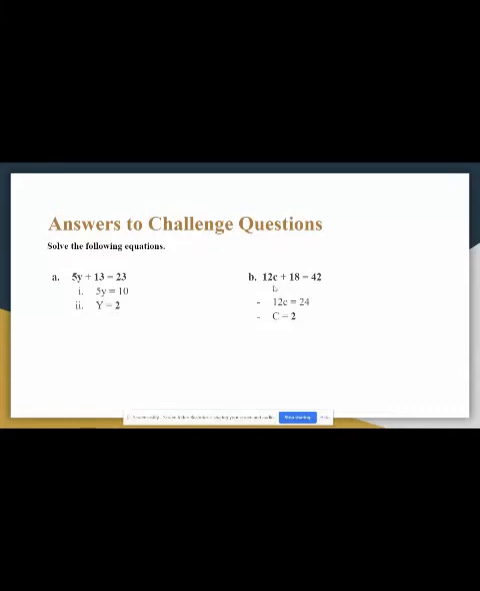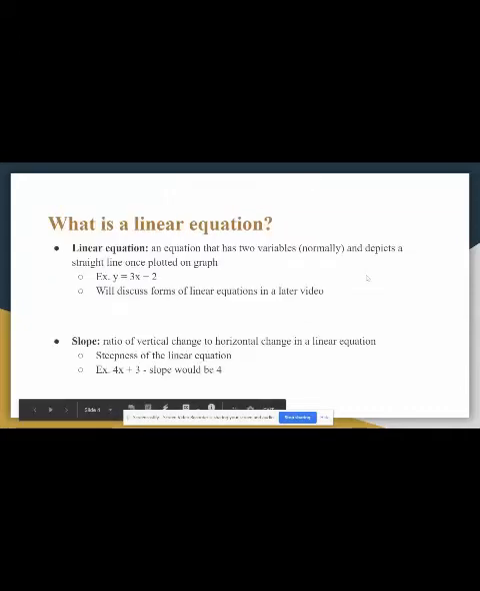Now let's look over here. 12c plus 18 is equal to 42. Let's subtract 18 from both sides. 12c is equal to 24. Now let's divide to isolate the variable. C is equal to 2. Now let's move on to the actual lesson.